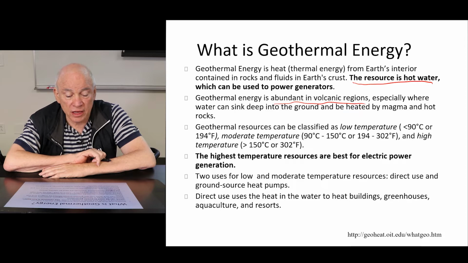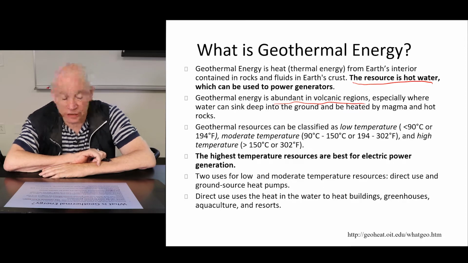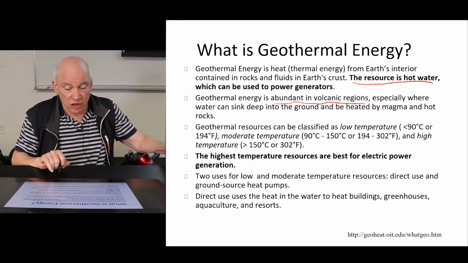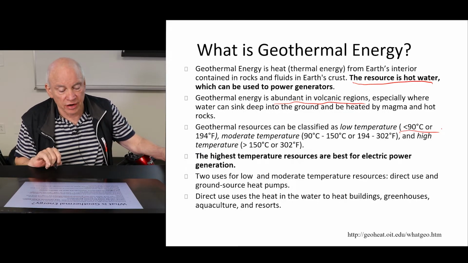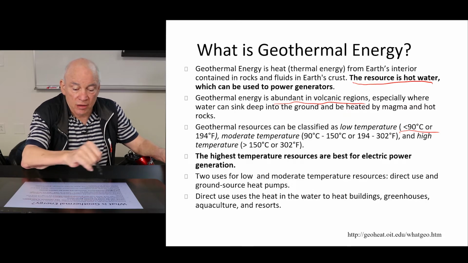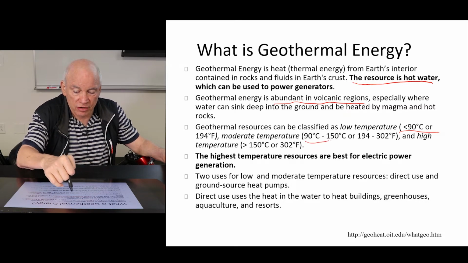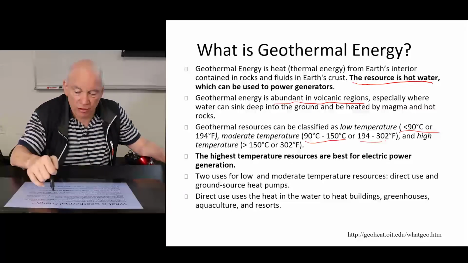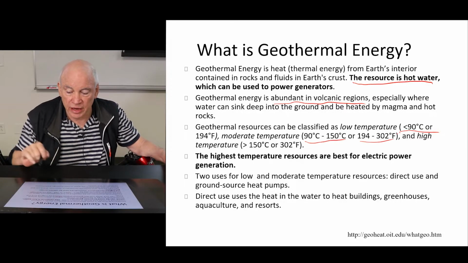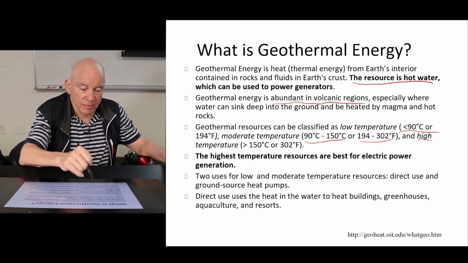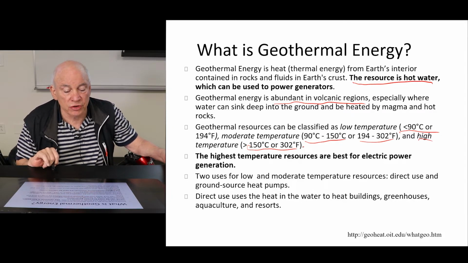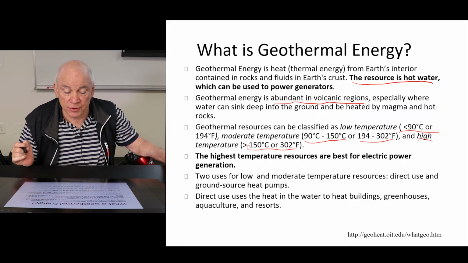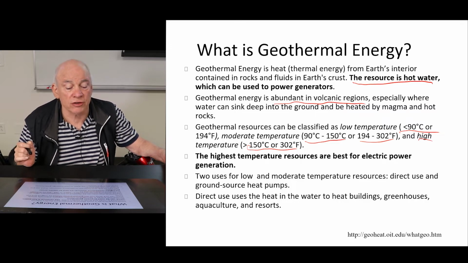And if you're in the business, you can classify the geothermal resources as low temperature, less than 90 degrees centigrade or 194 Fahrenheit, moderate temperature, which is 90 to 150 or 194 to 302 degrees Fahrenheit, and high temperature, greater than 150 degrees centigrade or greater than 302 degrees Fahrenheit. And the highest temperature resources are the best for electrical power generation.